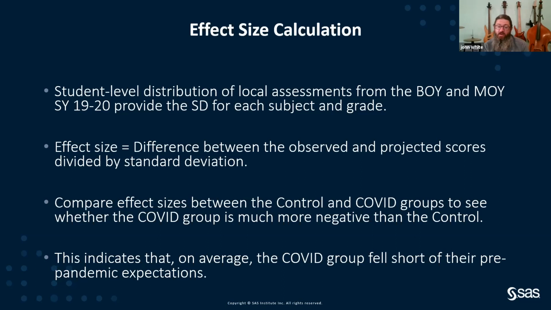Notice that the standard deviation used in both the control and COVID groups is the same. So differences between these groups are not due to differences in standard deviations. We're trying to see whether or not the COVID group is much more negative than our control group. And if that is the case, then the COVID group fell short of their pre-pandemic expectations.